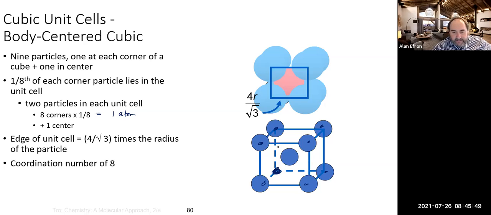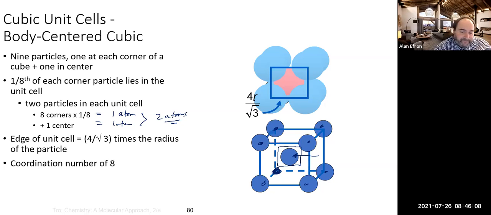And dead center, hence why it's called body centered, in the body and the center of this unit cell is 1 whole atom itself. And that gives us a grand total of 2 atoms that are present here in this type of unit cell.